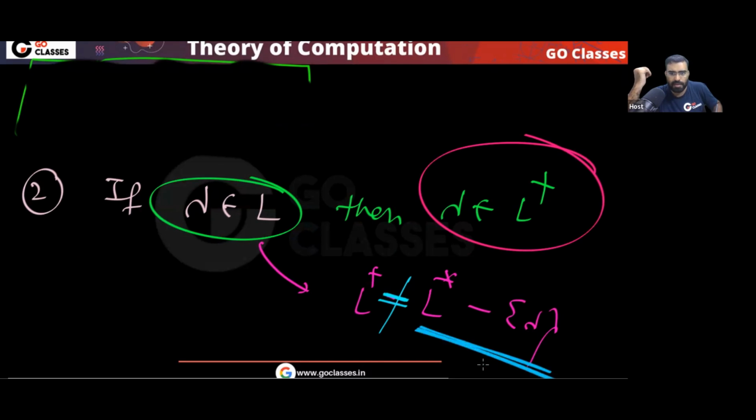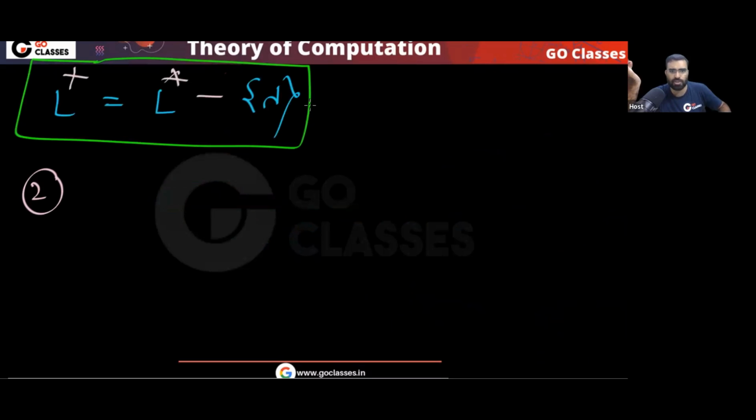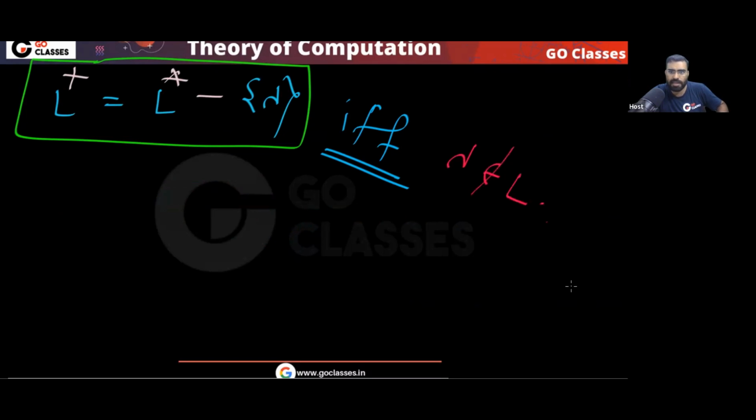See, if lambda belongs to L, then lambda belongs to L plus. So can you remove lambda from L star to get L plus? I cannot do that. You cannot do that. So finally, what is the conclusion that you got? L plus is equal to L star minus lambda if and only if lambda does not belong to L, right? Yes or no? This will happen if and only if lambda does not belong to L. Is this clear? Please tell me.